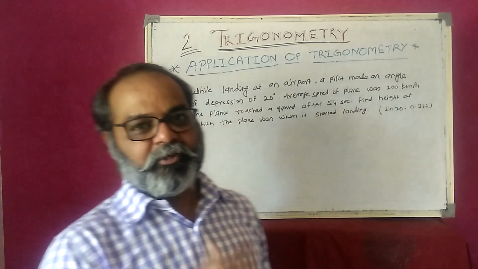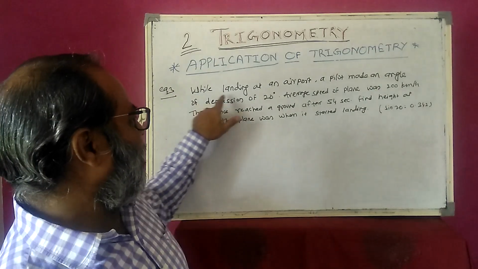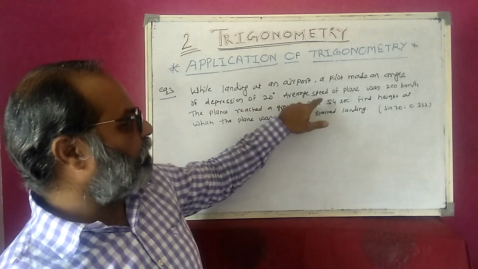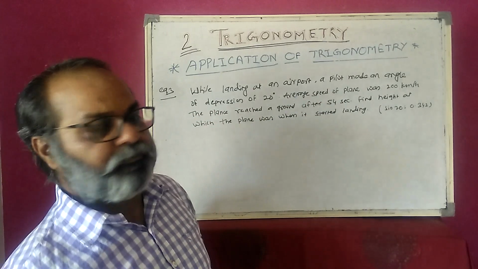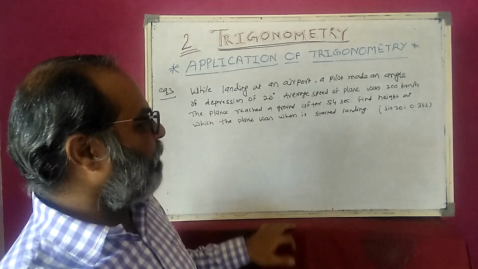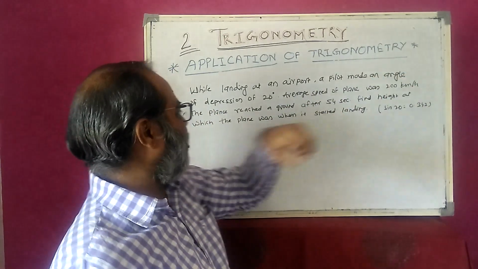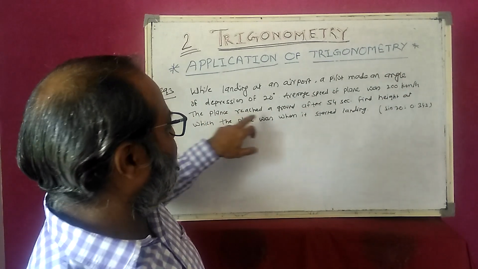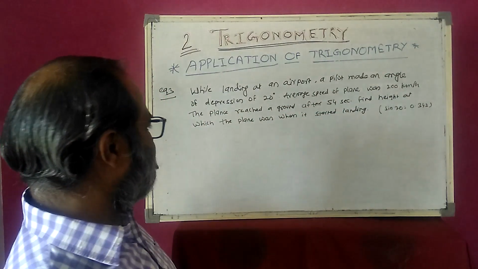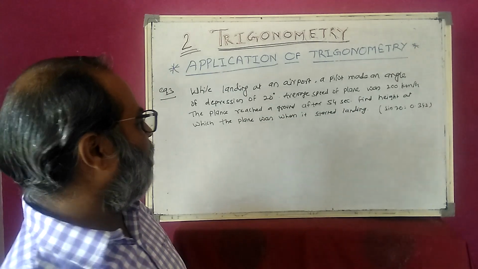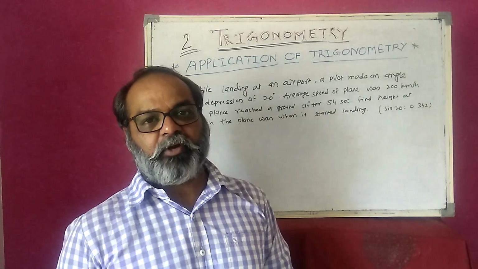One more application based problem. While landing at an airport, a pilot made an angle of depression of 20 degrees. The average speed of the plane was 200 km per hour. The plane reaches the ground after 54 seconds. Find the height at which the plane was when it started landing.